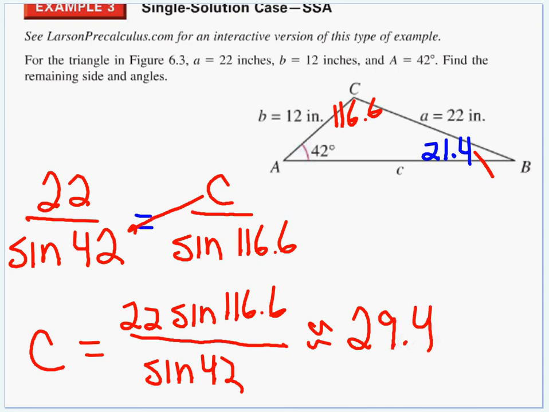And in this case, our units were inches. So that's a side length. We've got that in inches. All right, triangle was solved. There was only one solution case.